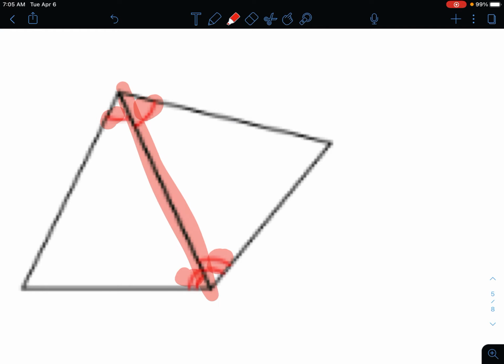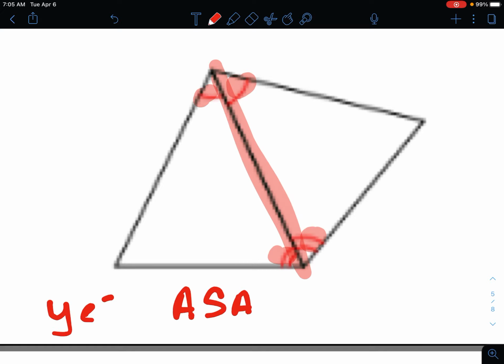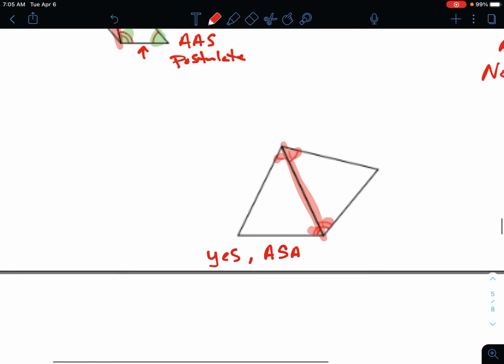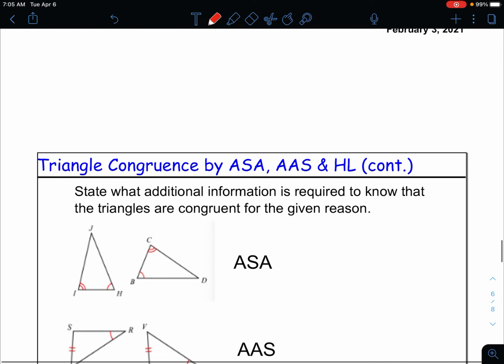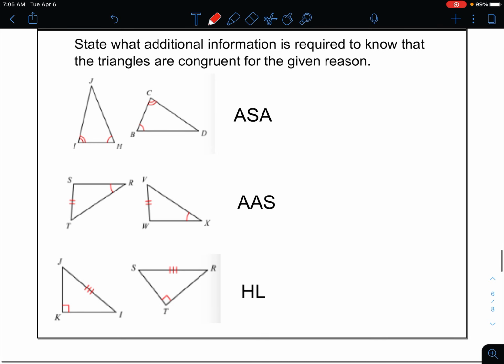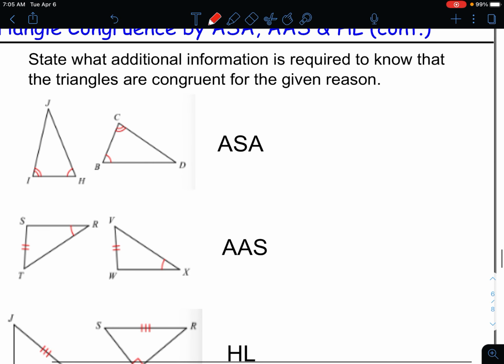And then we have that reflexive property right down the middle. And this is a case where the side is included, so this would be angle, side, angle. So we'd have to put ES first and then angle, side, angle. All right.